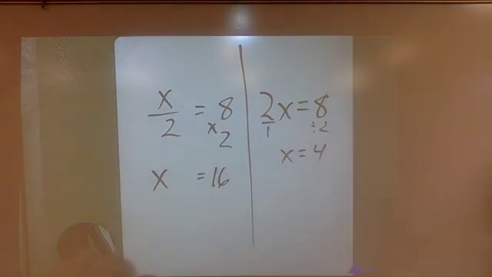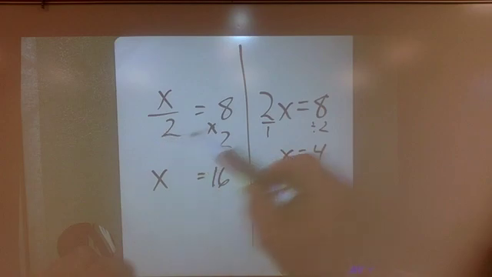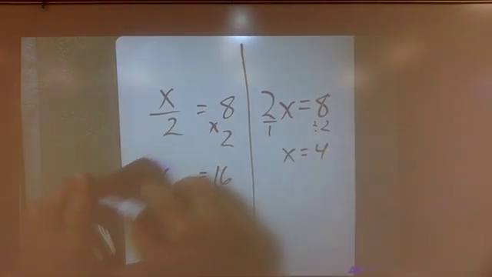It's just over 1. And the numerator is your whole number. It gets divided to the other side. So the numerators divide to the other side. The denominators multiply to the other side.